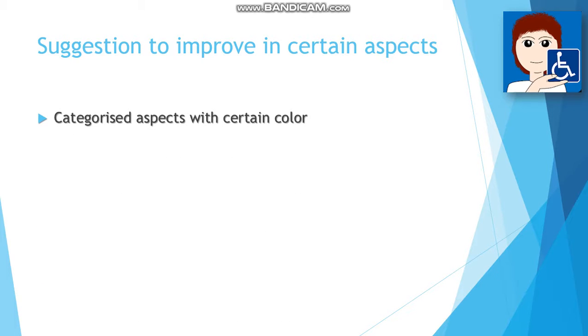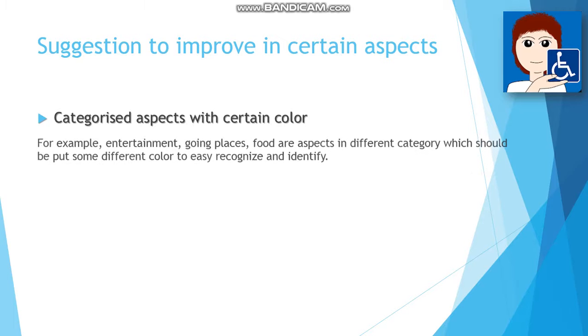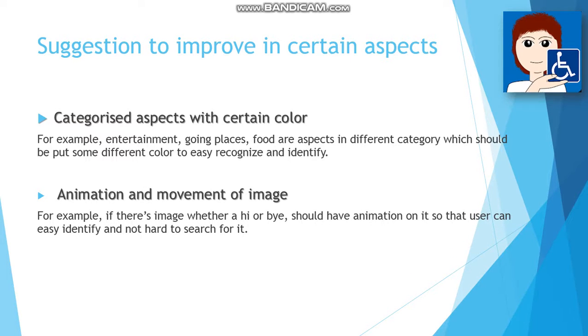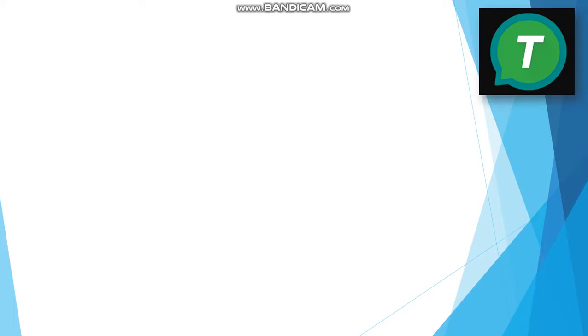Next, the suggestions to improve certain aspects are to categorize aspects with certain colors. For example, entertainment, going places, and words are aspects in different categories, which should be given different colors to be easily recognized and identified by users. Another suggestion is animation and movement of images. For example, if there is an image, it should have animation on it so that users can easily identify it and not find it hard to search for.